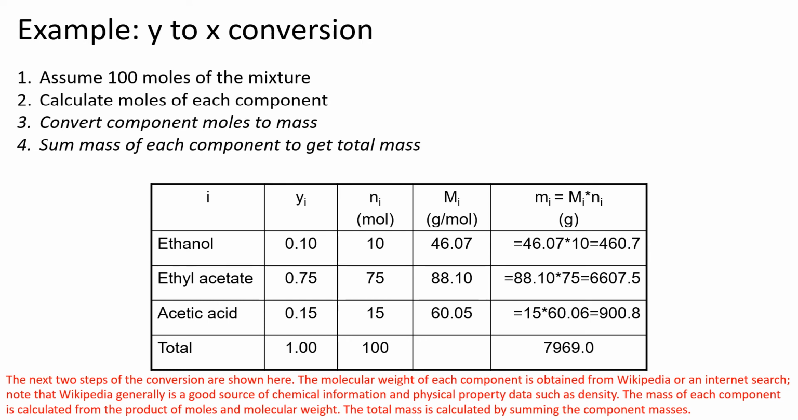The next 2 steps of the conversion are shown here. The molecular weight of each component is obtained from Wikipedia or an internet search. Note that Wikipedia generally is a good source of chemical information and physical property data such as density. The mass of each component is calculated from the product of moles and molecular weight. The total mass is calculated by summing the component masses.